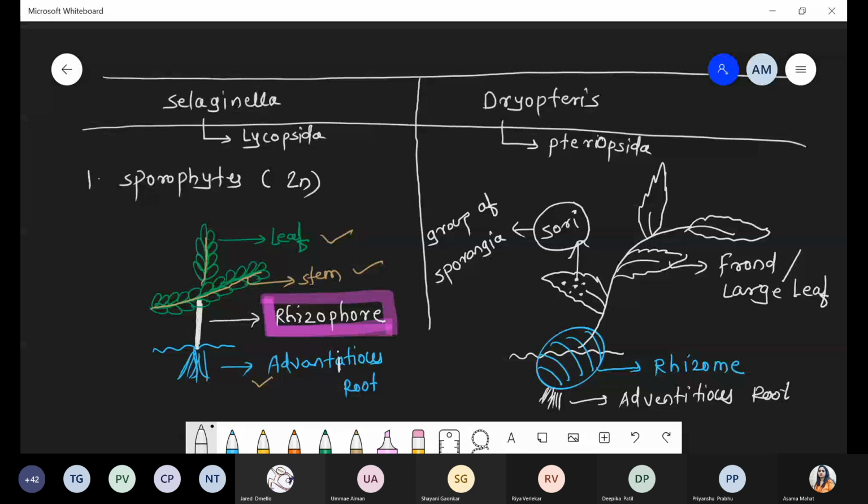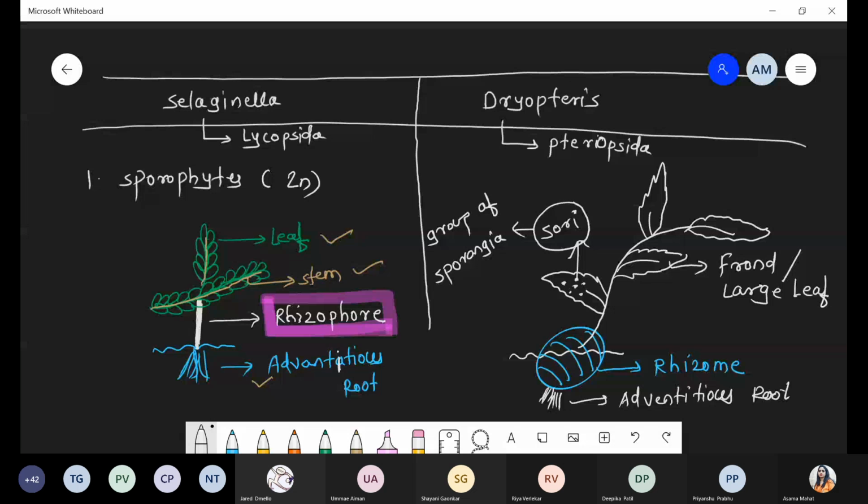Yes, root develops from the stem. Root develops from any part of the plant body except the radicle. It means root can develop from the stem, or from the leaf portion, anywhere except the radicle. It arises from any other part except the radicle. That type of root is called the adventitious root. So please remember, in the case of Selaginella as well as Dryopteris, there is a presence of the adventitious root. First point.